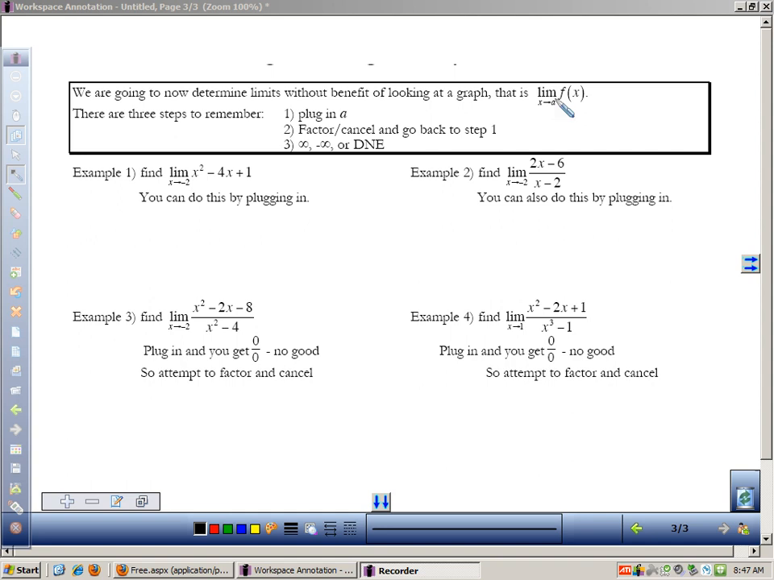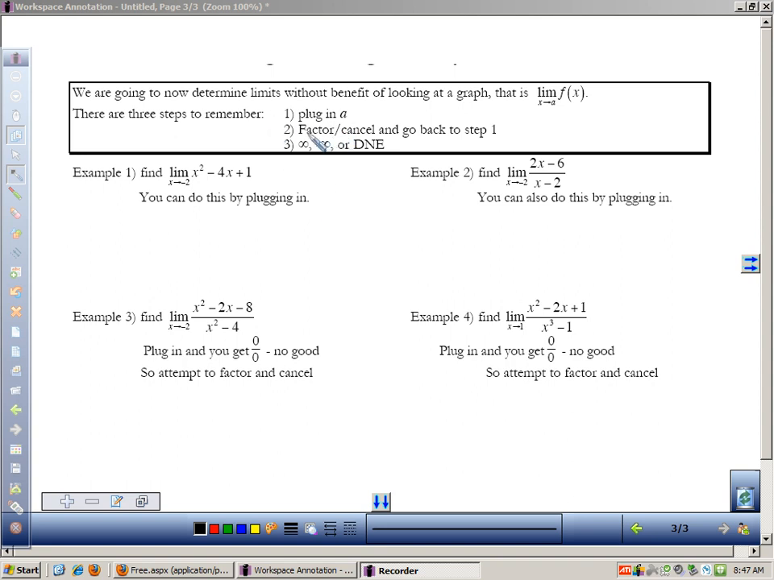So we're interested in the limit of a function as x approaches some number. We're not looking at x approaching infinity yet, just some number. We can try three things. We can plug in that number. If our function doesn't give us any kind of problem, if we're not dividing by 0, if we're not taking the square root of a negative number, then we can plug in that number to find our limit.